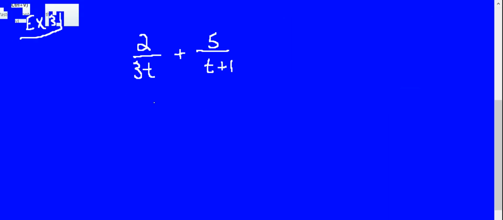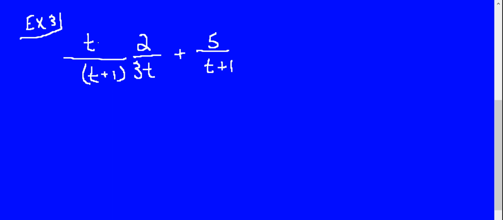For example 3 here, I've got two denominators that are totally different. So let's see, what can I do? I can take this 3t and I want to get them the same now. Remember, that's our goal here. So I want to multiply this 3t by t plus 1. And if I do that to the denominator, I have to do it to the numerator.